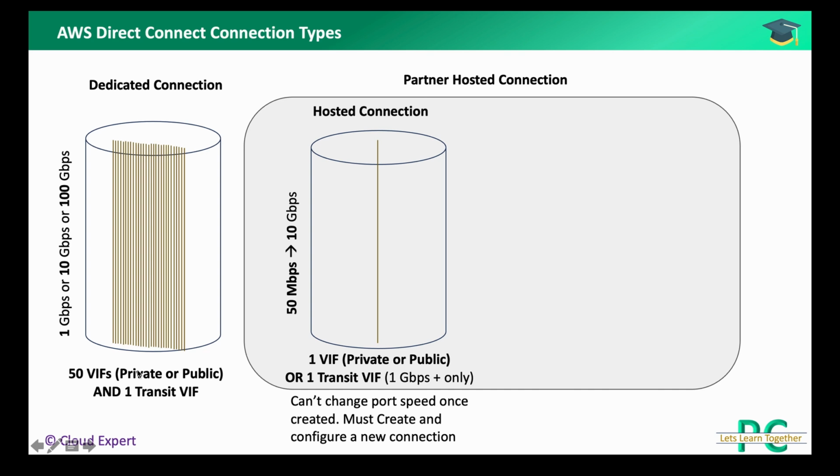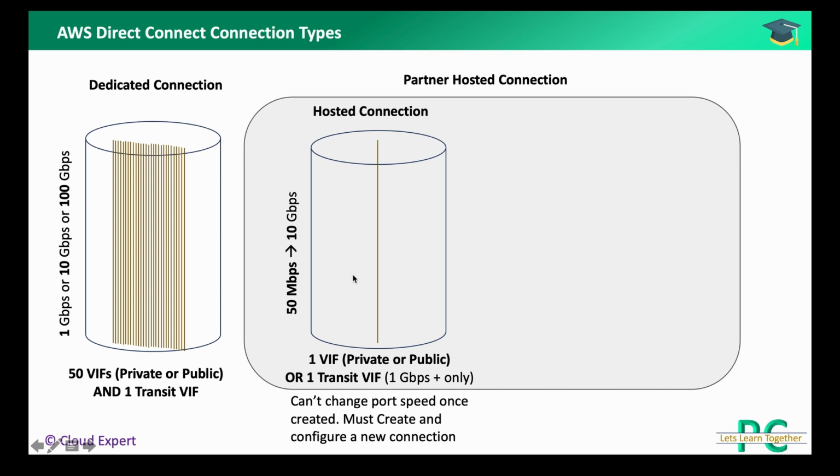So please remember the difference between dedicated connection and partner hosted connection. For dedicated connection, network speed is 1 Gbps or 10 Gbps, and for some locations, 100 Gbps. Here you will have a total of 51 VIPs. 50 VIPs could be either all 50 private, all 50 public, or a mix, and one transit VIP.